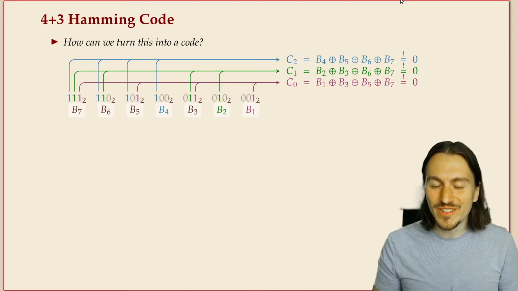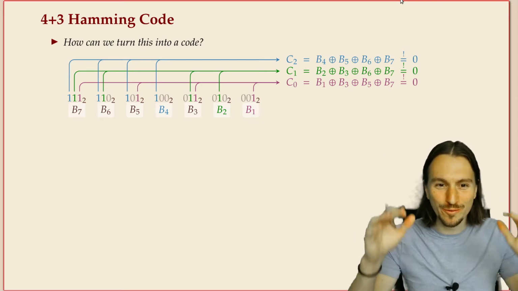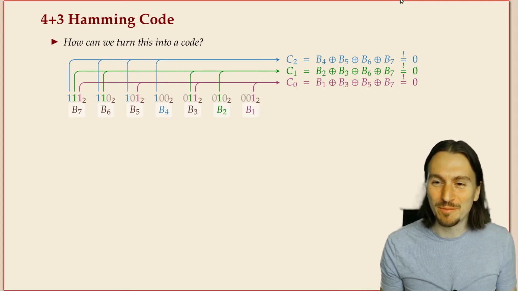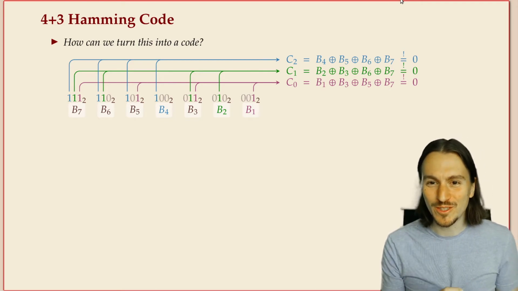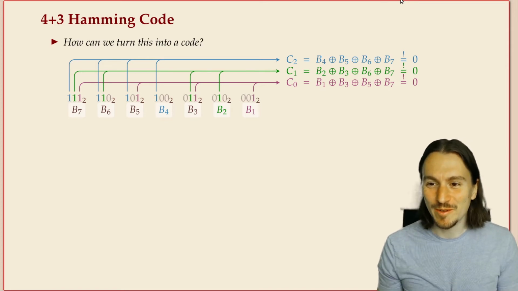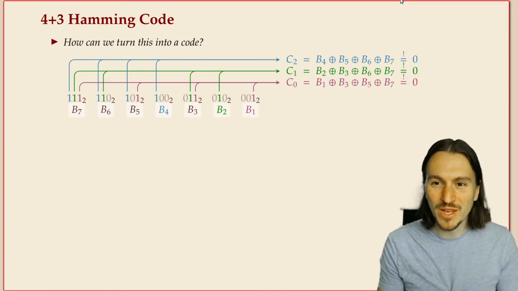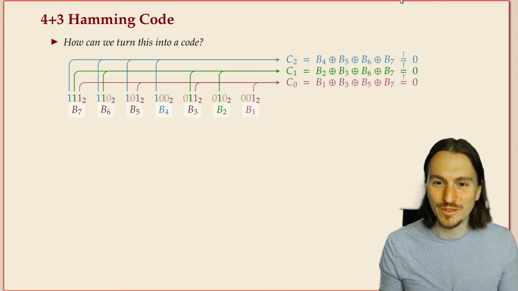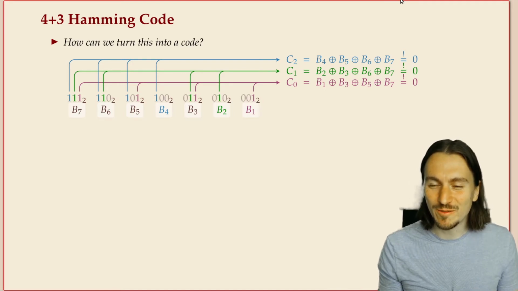Let's now turn this into an actual code. So far we've said there's these 7 bits, they just fall from the sky and they magically happen to satisfy these constraints. That's not how coding works. We start with some message bits and we want to add some extra bits of redundancy to turn that into an error correcting code.